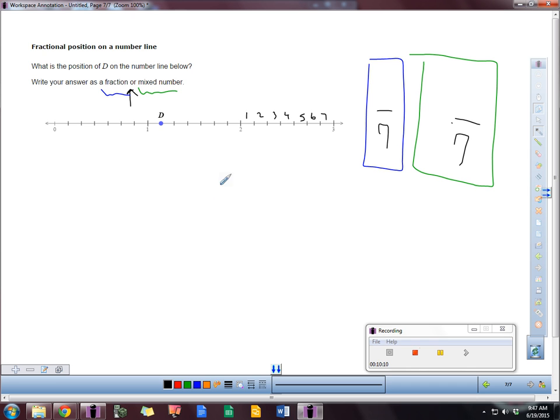But let's take a look at it. We can try the mixed number first. We can see it's between 1 and 2, so we know the big number is going to be 1. It's on the first tick mark. If I was doing the improper fraction, I could count. There's 1, 2, 3, 4, 5, 6, 7. That makes sense. 8, because it's 1 past the whole number. All right, so 8 sevenths or 1 and 1 seventh.